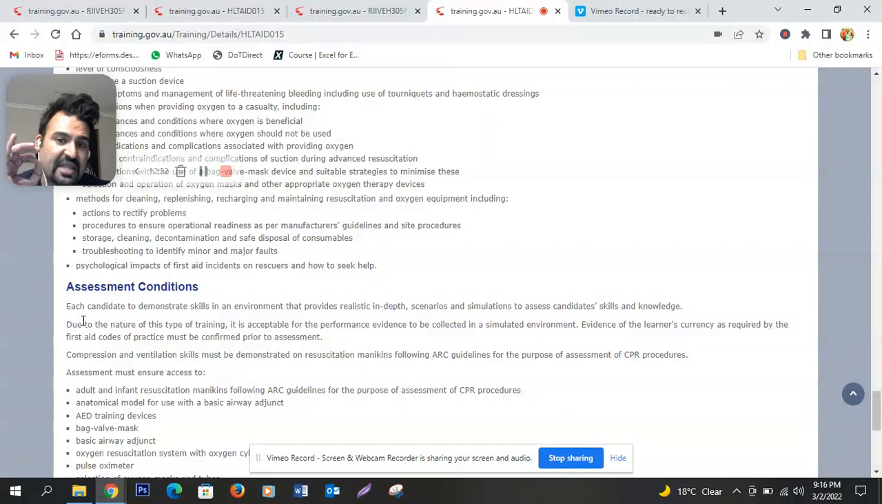If you leave out a point from your knowledge or your performance, then guys, you'll be in trouble, because then you are basically not addressing it. You are leaving an essential criteria which the unit of competency is asking.